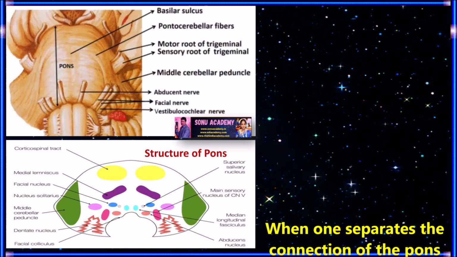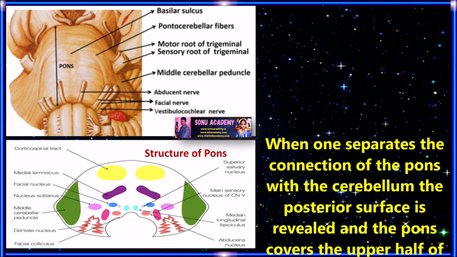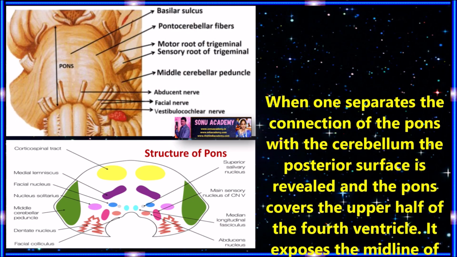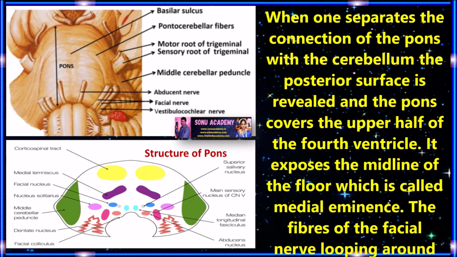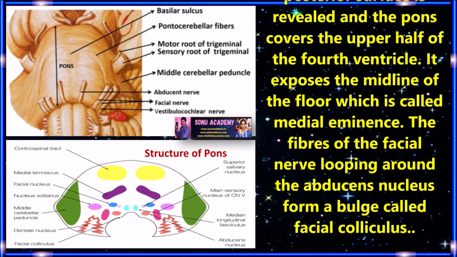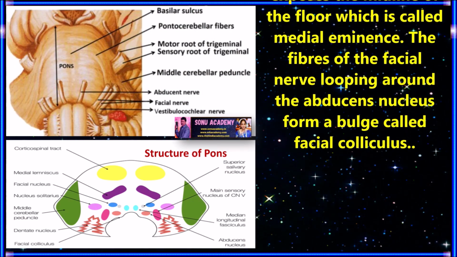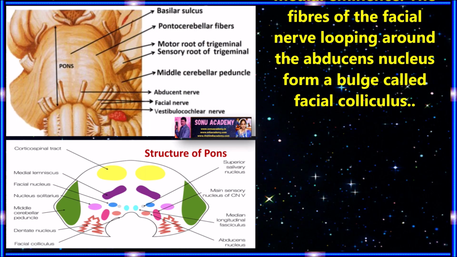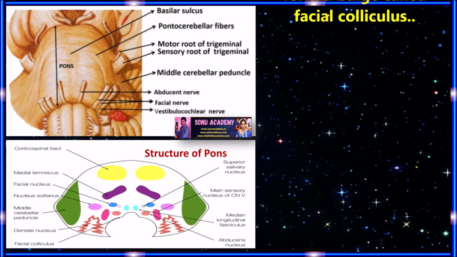Now the posterior pons. When the connections of the pons with the cerebellum are separated, the posterior surface is revealed and the pons covers the upper half of the fourth ventricle. It exposes the midline of the floor, which is called the median eminence. The fibers of the facial nerve looping around the abducens nucleus form a bulge called the facial colliculus.